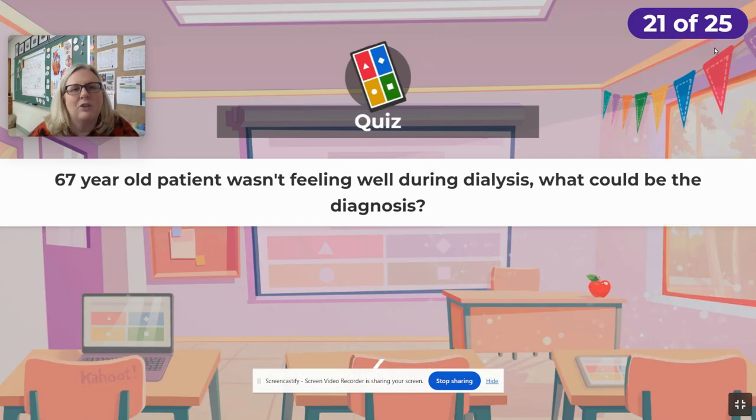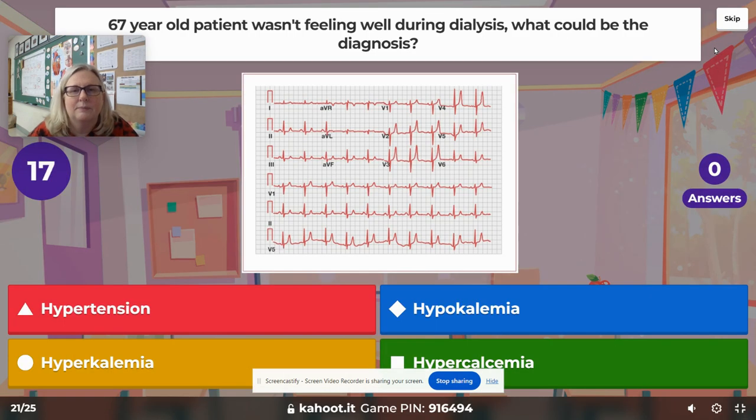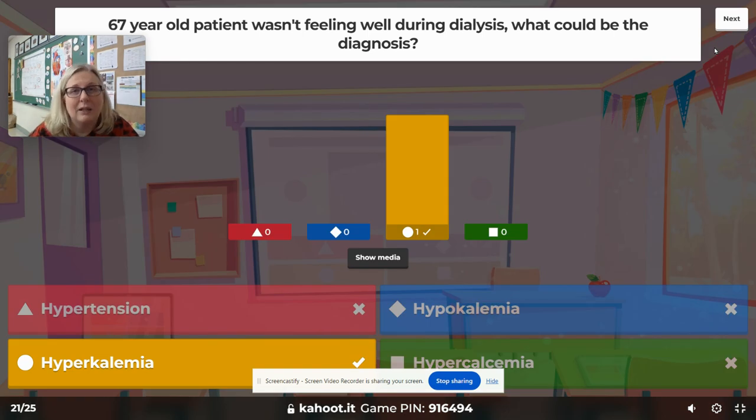Hey, if a 67-year-old patient wasn't feeling well during dialysis, that should give you a nice clue. What could be the diagnosis? And if you're anything like me, you probably could see those jumping off the page there in V2, 3, 4, a little bit in 5. Tall peaked T's, and they are a dialysis patient. That's going to be most likely hyperkalemia. So anyone with dialysis, kidney failure, would probably have high potassium levels. So we're going to check on their potassium levels. We'll also check for their troponin levels, but the first thing we want to check is their potassium because they are a renal patient.